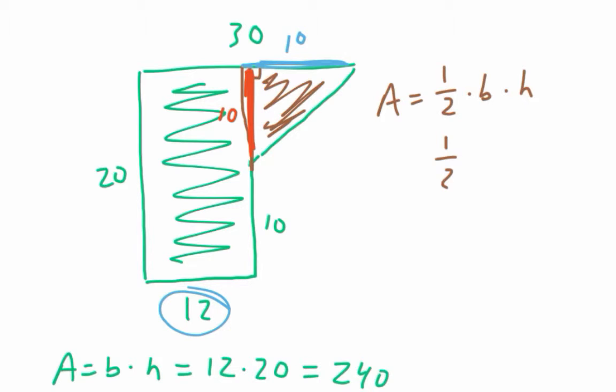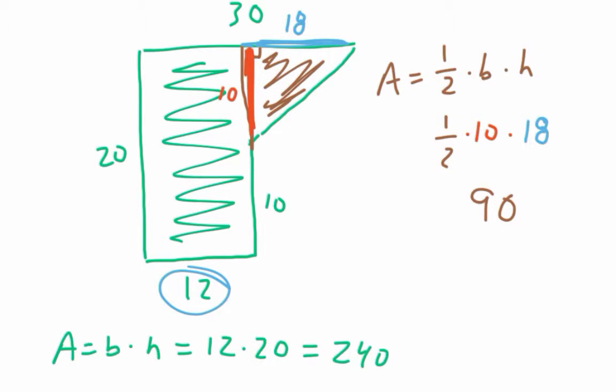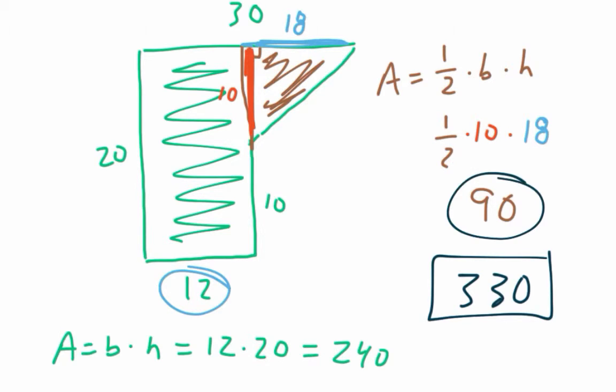So it should be 18, right? Yeah. Okay. So we'd have 1/2 of 10 times the 18. 1/2 of 10 times 18 is 90. Then once we have that, 90 plus 240 gives us 330, the same answer as before. So 330, when you do the 90 plus the 240.